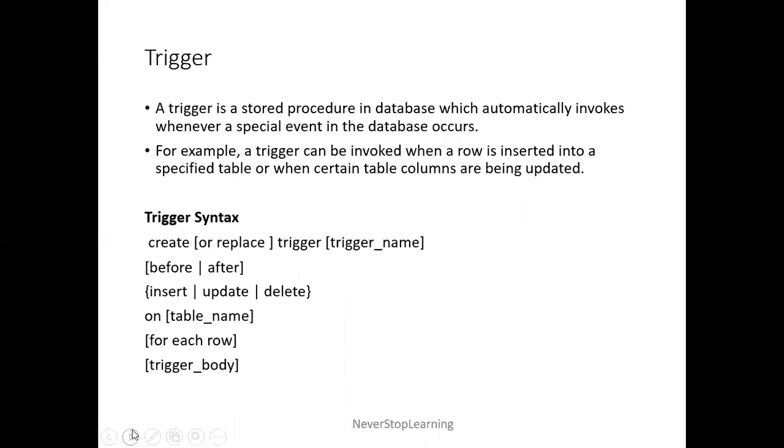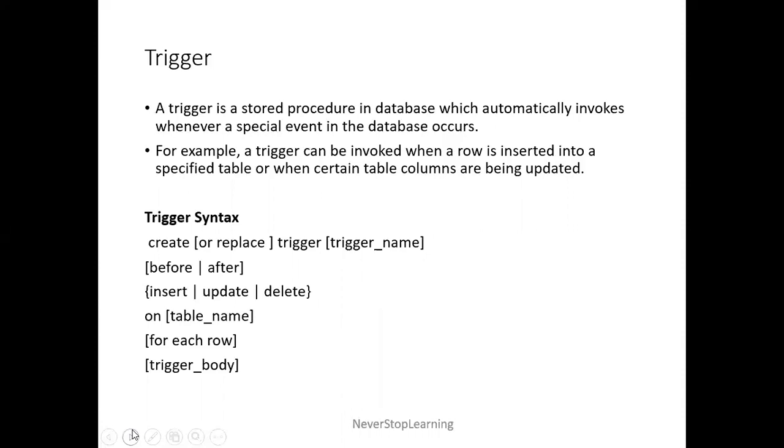And what is the advantage? We can give the event, at what time or when I want this trigger to invoke. As soon as that event occurs, I don't have to call it. It will invoke automatically. For example, a trigger can be invoked when a row is inserted into a specified table or when a certain table column is being updated. So automatically the trigger can be invoked. We have made the procedure, we have created a trigger, we kept it, and when a certain event occurs, at that time it will be automatically invoked.